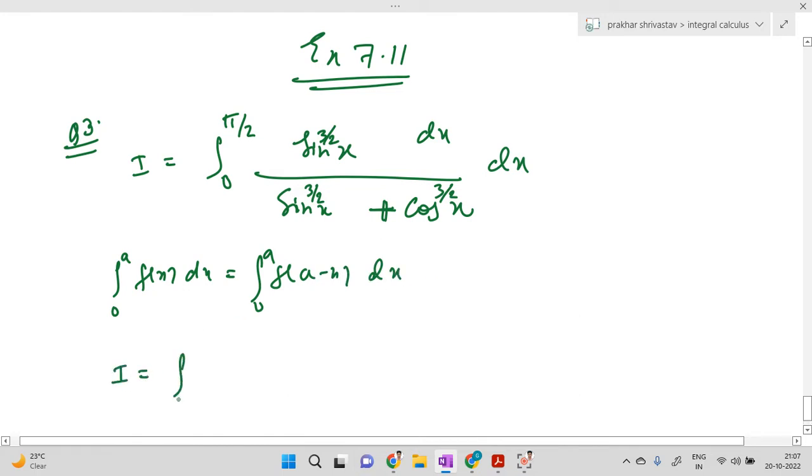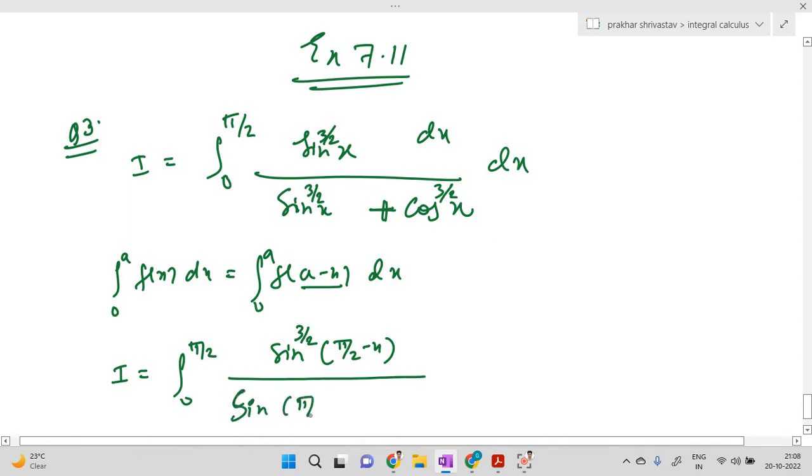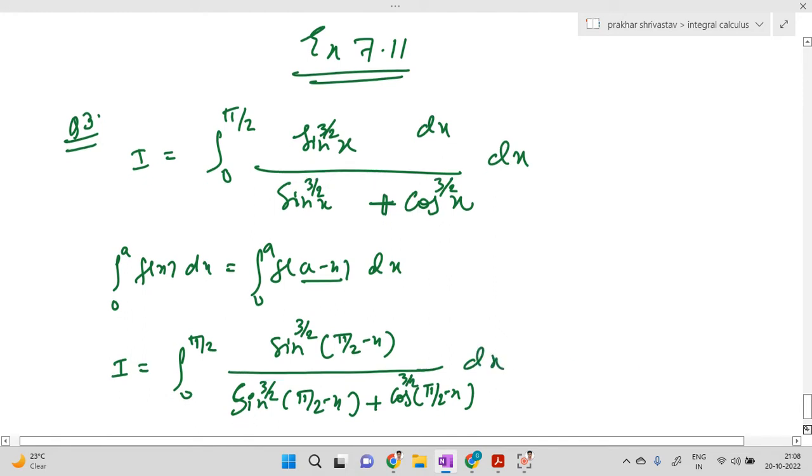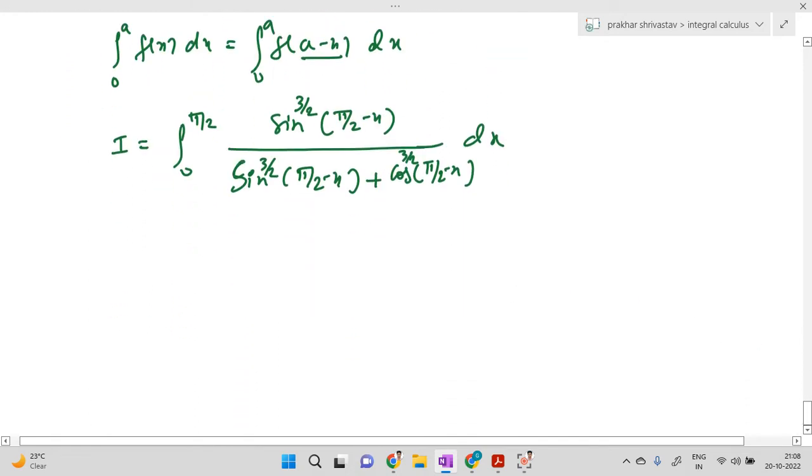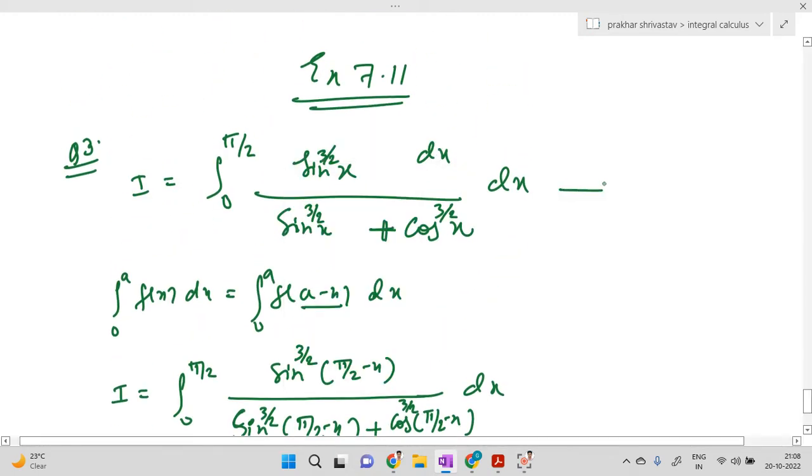So it will be equal to the integral 0 to pi by 2 of sine of, what is a minus x here, pi by 2 minus x, to the power of 3 by 2, upon sine of pi by 2 minus x to the power of 3 by 2 plus cos of pi by 2 minus x to the power of 3 by 2, dx. So I equals this, and we will call this equation number 1.